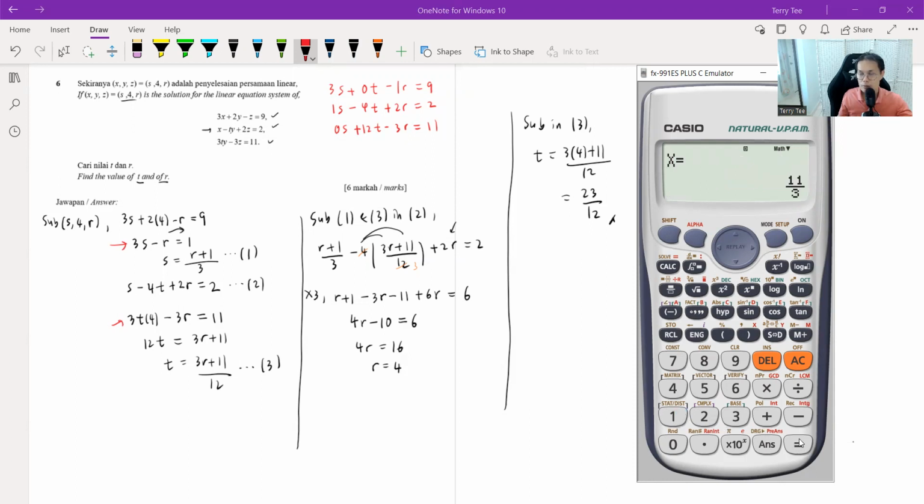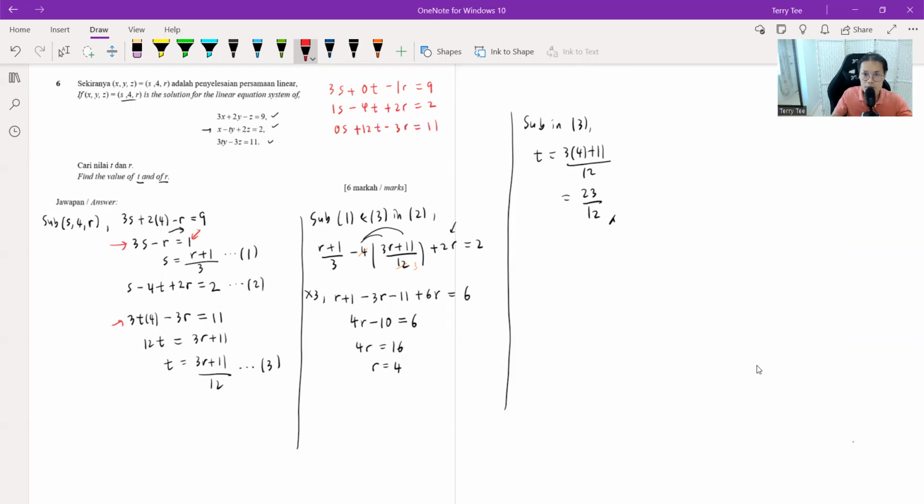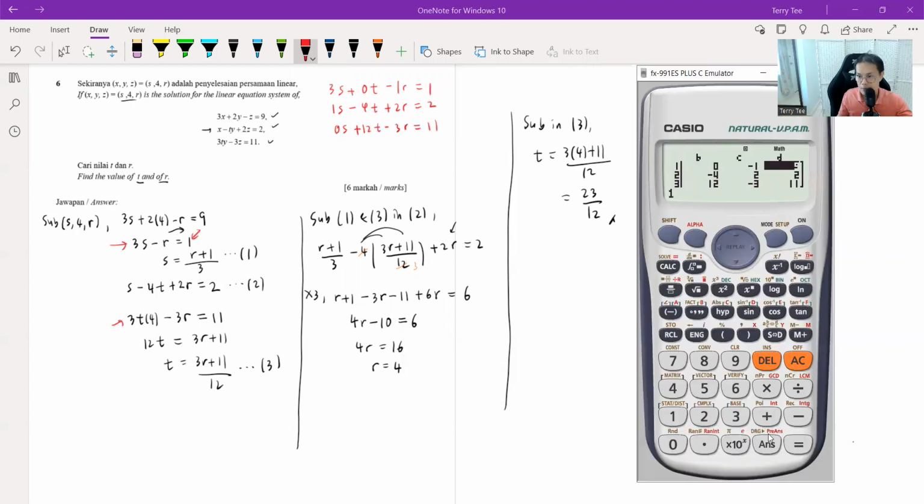Okay, so now your x is your s value, 11 over 3. We don't need s value. Your y, wait, did I just make a mistake here? Let me double check. 3, 0, -1. 3, 0, -1. D is 1. Okay, my first D is 1. Sorry, I wrote that wrongly. D is 1, because here is 1. So this is 1.